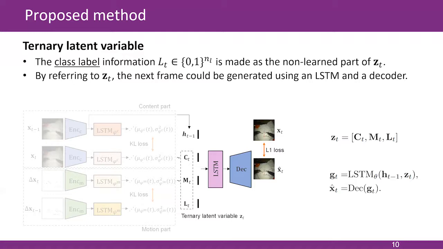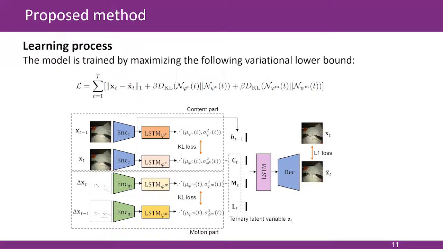Then, by referring to ZT, that is a ternary latent variable, the next frame could be generated using an LSTM and a decoder. Our model is trained by maximizing the variational lower bound, and the likelihood term is replaced with the L1 reconstruction loss.